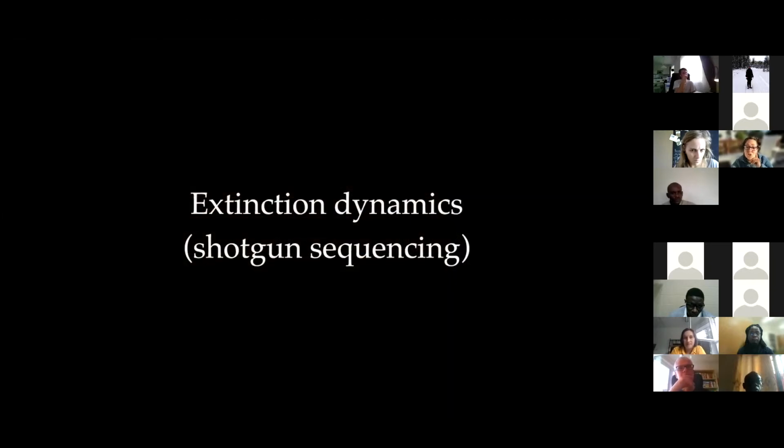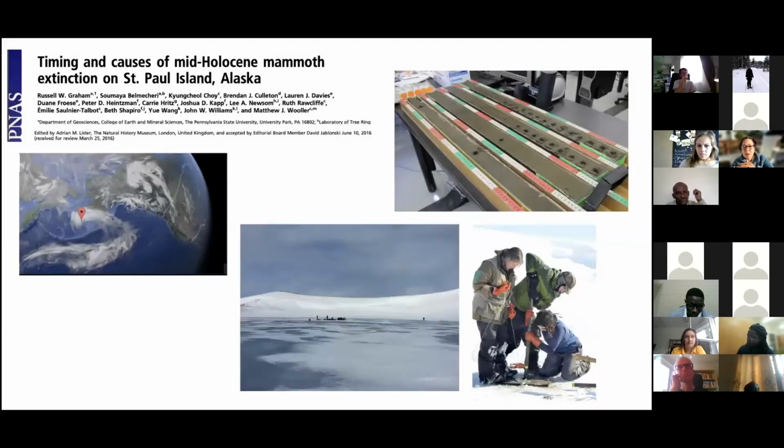We can also use shotgun sequencing. So instead of using primers and amplifying just some parts of the DNA or specifically targeting something like plant chloroplasts or mammal mitochondria, you can just sequence all the DNA that's there. And we did this a few years ago in St. Paul Island in Alaska, where the second last living populations of mammoths were.